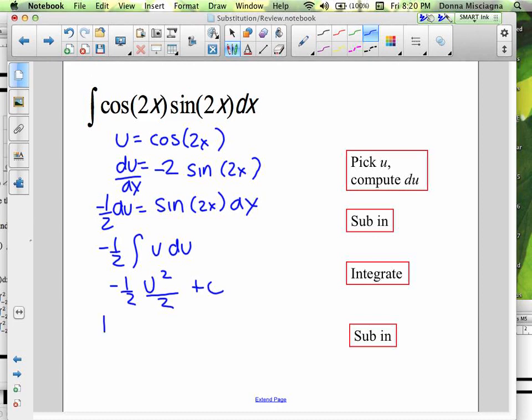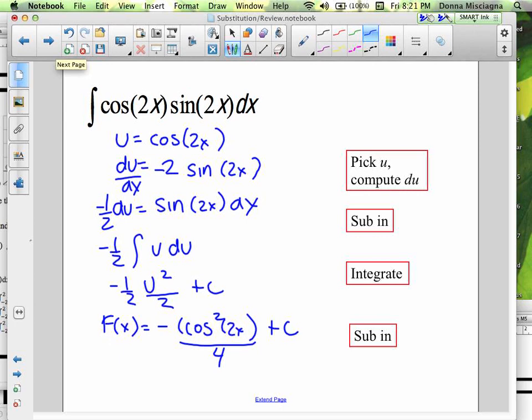So that means f of x equals negative 1/4, and I'm just going to put that in the denominator and replace the u right away, and the u was cosine 2x. So negative cosine 2x all squared. I can either put the square like this or the square over here. That's fine. And divided by 4 plus c.